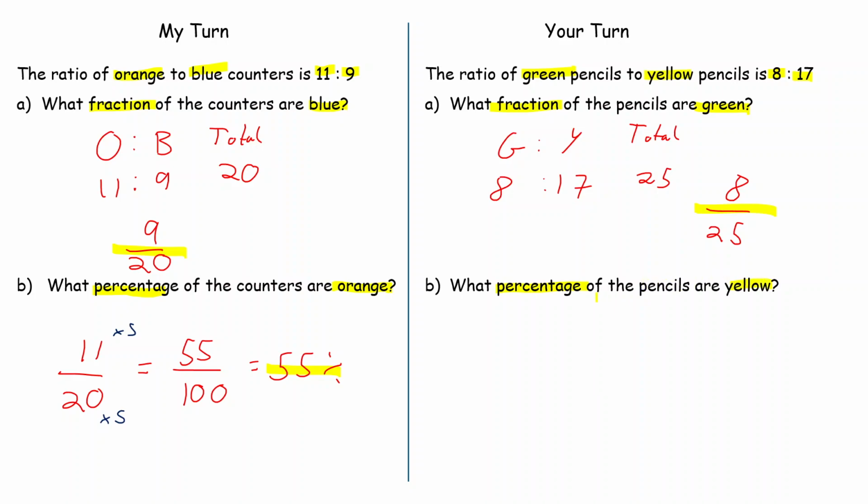So percentage this time are yellow. So you can see you've got yellow as 17 out of 25. So we can first of all do it as a fraction and say you've got 17 out of 25. And of course a percentage has got to be out of 100.